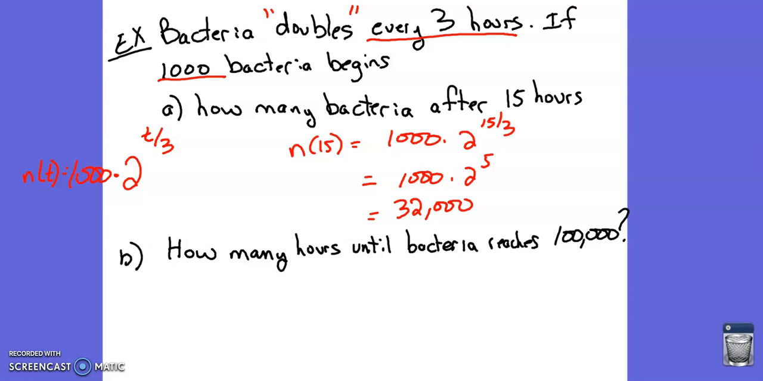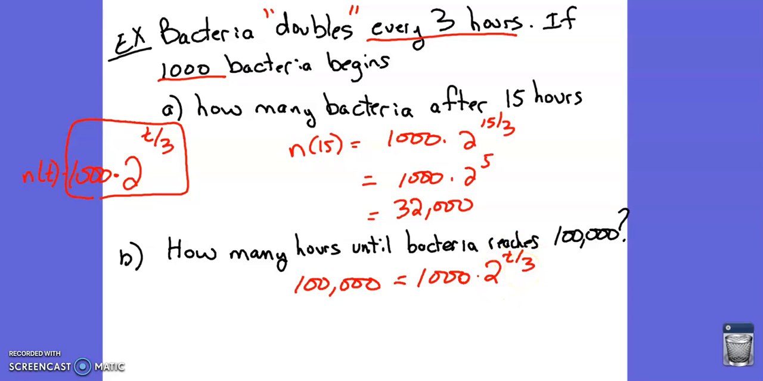So how many hours until bacteria reaches 100,000? So what we're trying to find is when it will reach that, how many hours have taken place since. So remember the function that we have is this. So we're solving for t. Well, dividing by 1,000, we're going to get this. Now, once you get it to this, there's a couple of ways to solve it. You can put it in log form, or you can just literally log both sides of this.